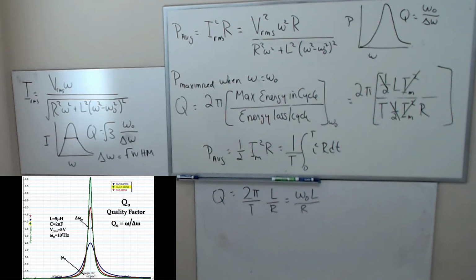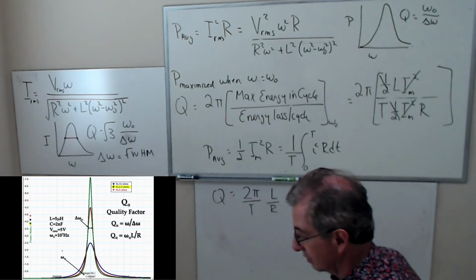Professor? Yeah. Can you go over how we know that the maximum energy in a cycle is that of the inductor? Well, it's either the inductor or the capacitor. We can do it for the inductor or the capacitor, right? So this is the extreme case when the energy is in one of the two and is not distributed in both.